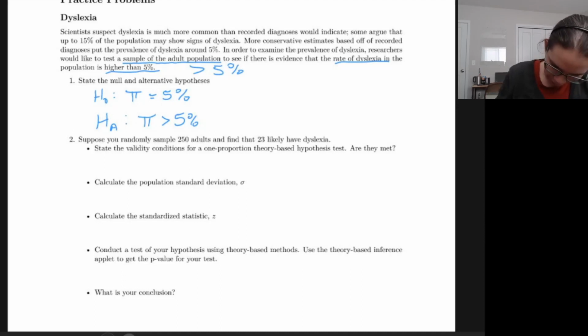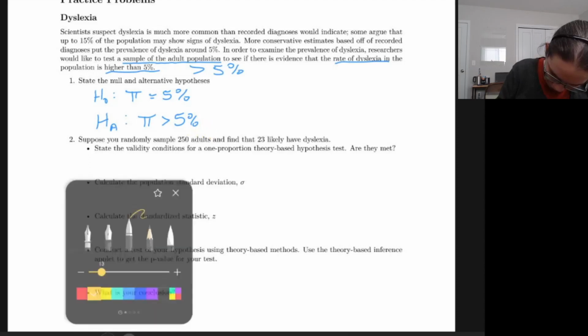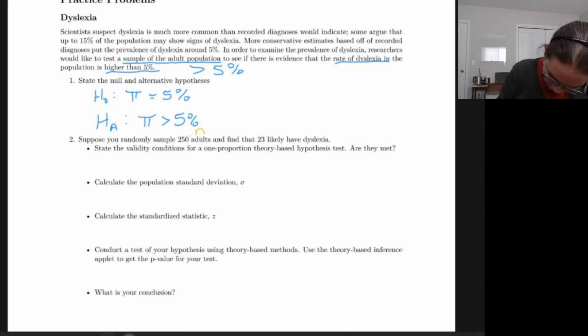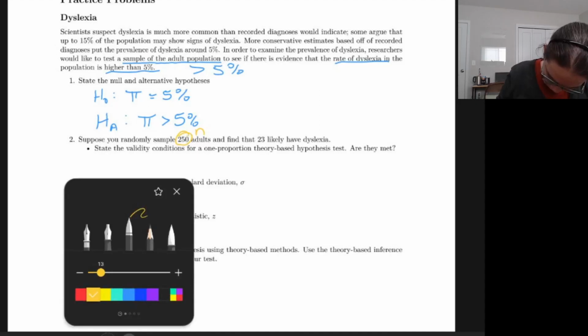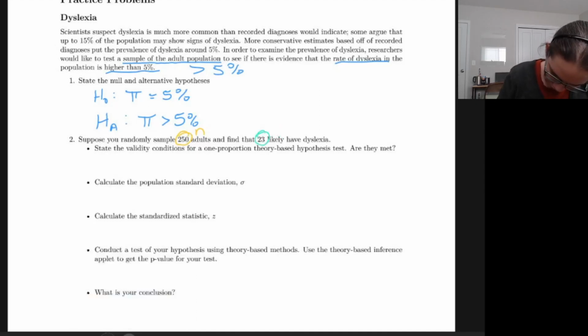And so that's what we're hoping to see evidence of. Okay, so we randomly sample 250 adults. This is N, and we find that 23 have dyslexia. So our p hat is 23 over 250.